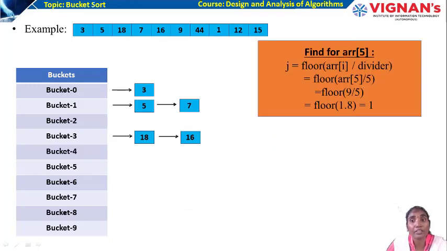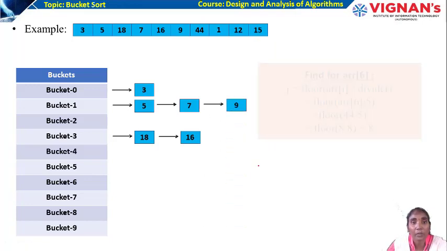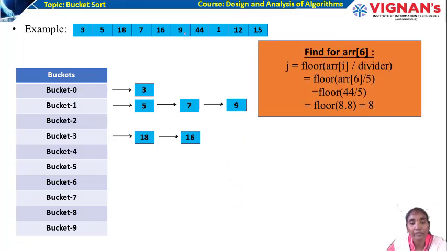Sorry, array of 4 value is 16. So, 16 we have to place in the bucket 3, again by using linked list. Now, the next element is 9. 9 by 5 is 1.8 which is 1. So, again we have to keep it in the bucket 1. Bucket 1 already holds 7, so again we will keep one more link and we are placing the corresponding element called 9.